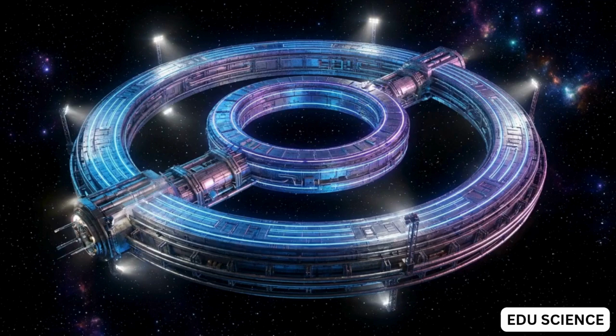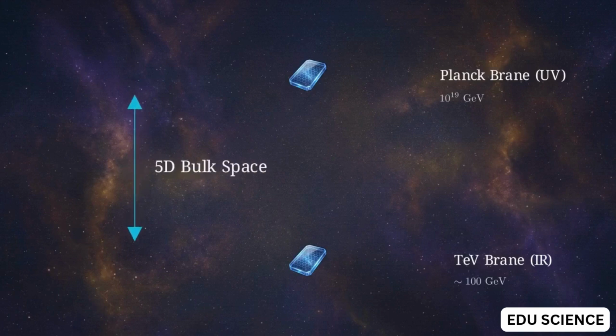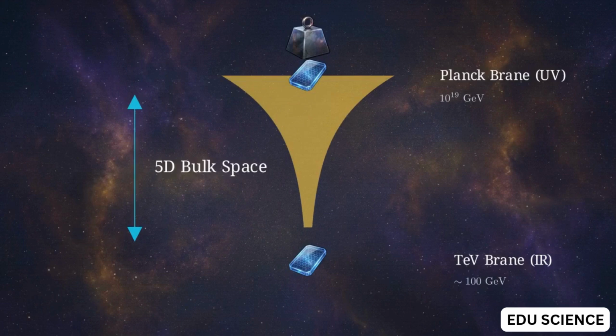Grounding these theories requires physicists to search for physical signatures of extra dimensions in macroscopic data. The warped extra dimensions model solves the hierarchy problem by proposing a 5-dimensional bulk space. As gravity travels across this bulk, its strength is exponentially suppressed by a geometric warp factor, resulting in the weak force we perceive in our 3-dimensional world.